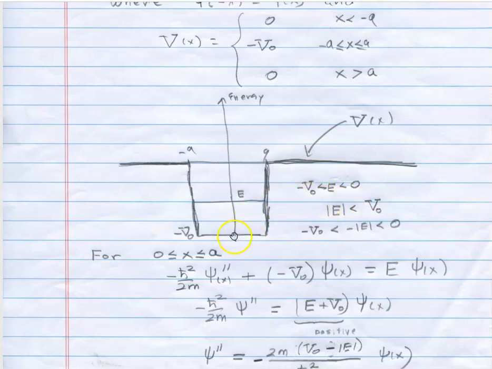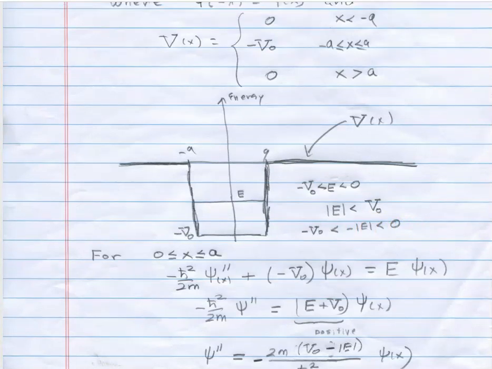But if you look at this, the energy E is between 0 and minus V naught all the time for these bound states. Another way to say the same thing is if I take the absolute value of the energy, it's got to be less than the depth of that well, V naught. And since E is negative, I could write E as minus the absolute value of E. And sometimes we'll write it in that form as well.